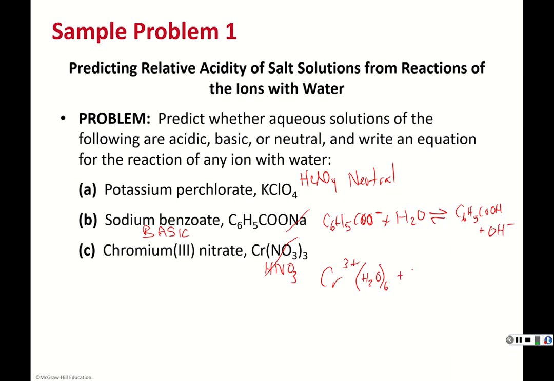Remember that positive charge can pull some of that electron density away from a proton on water, and a bulk water molecule can steal one of the protons. So you would get chromium H2O 5 OH, so it lost one proton, and this complex now has a +2 charge instead of +3, and then you get H3O plus. So this in solution acts like an acid, so the solution will be acidic.